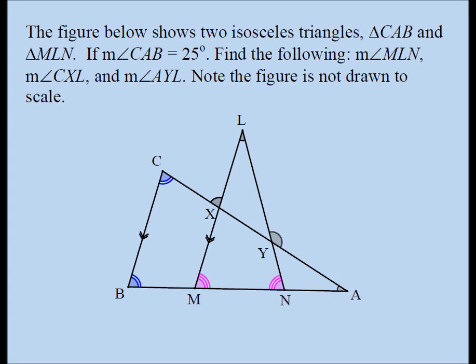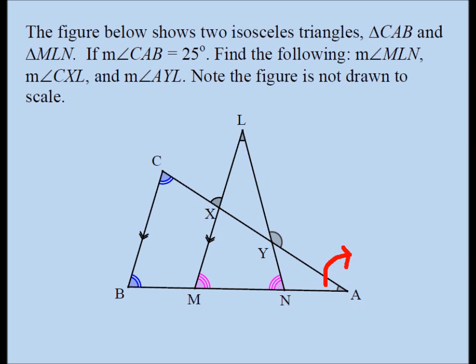So let's see if we can solve this geometry problem. What we have here are two overlapping isosceles triangles, triangle ABC and triangle MNL, and LM is parallel to BC, and the measure of angle CAB is 25 degrees. So let's write that down here.